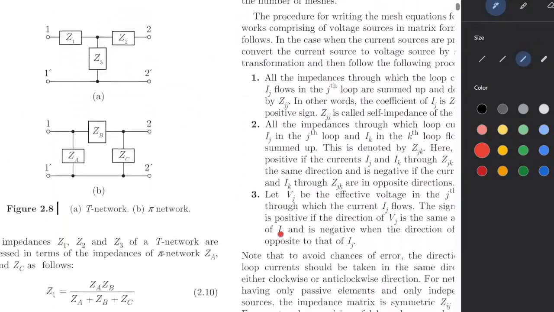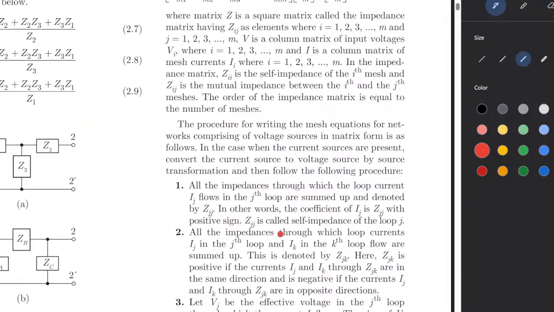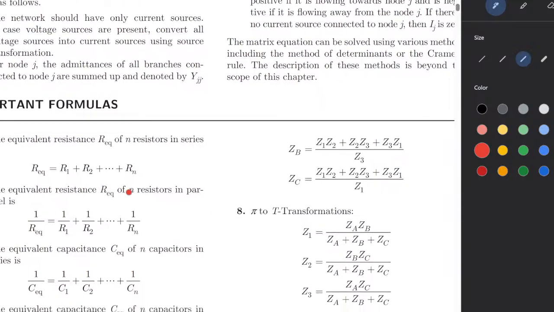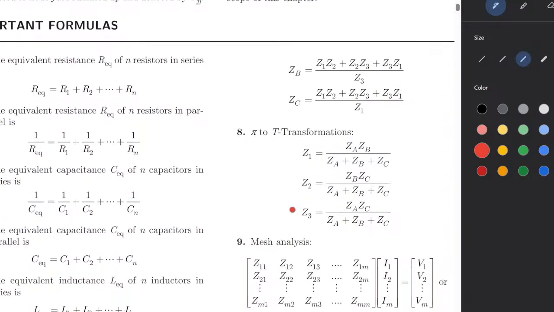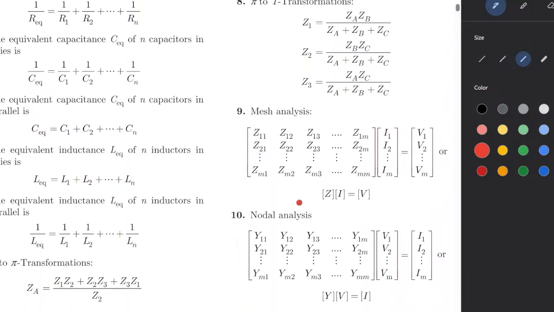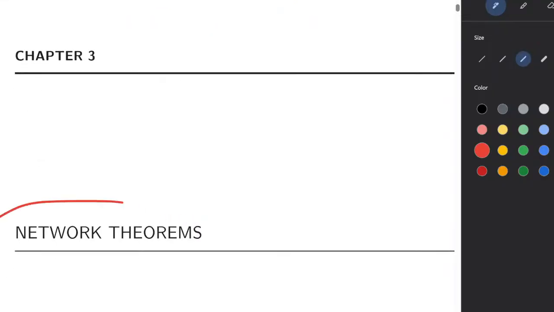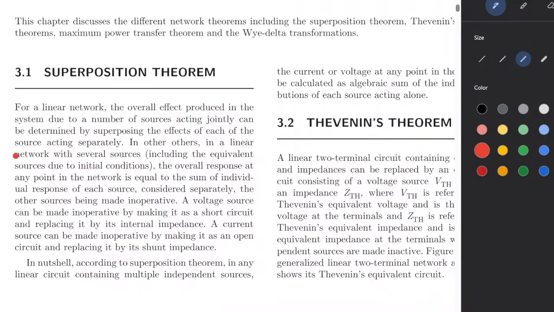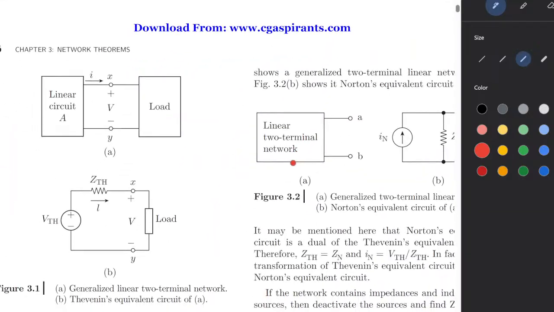Then after that mesh analysis, how we do mesh analysis, and nodal analysis, the important formulas we have discussed. For pi transformation, we simply write this one. Mesh analysis and nodal analysis look like this. The next chapter is network theorems. In chapter 3 we have the network theorems, in which we see the superposition theorem and the Thevenin theorem.